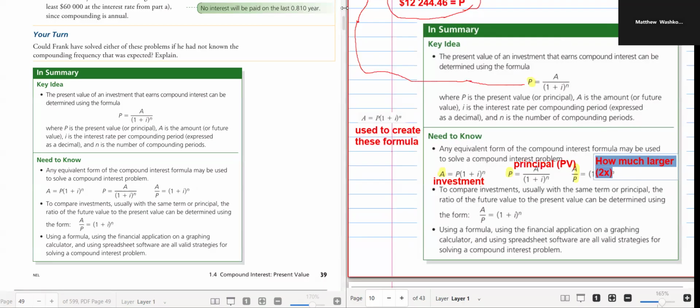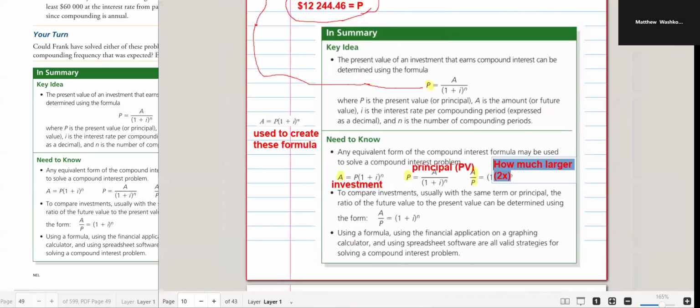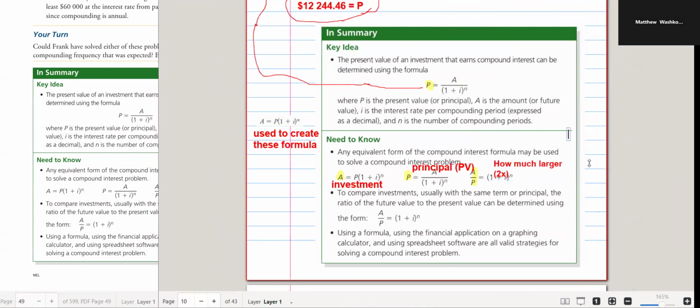Here, let me do this. It's just a little bit, text a little bit smaller. Whatever. Good enough.